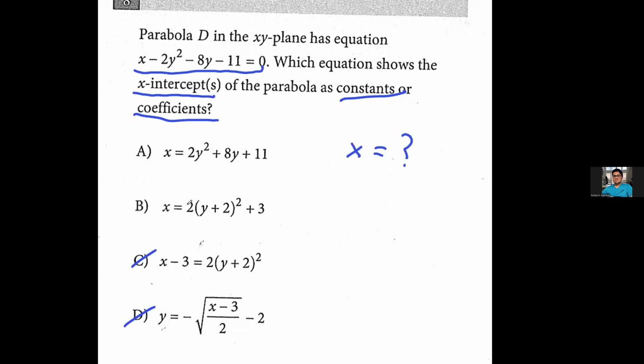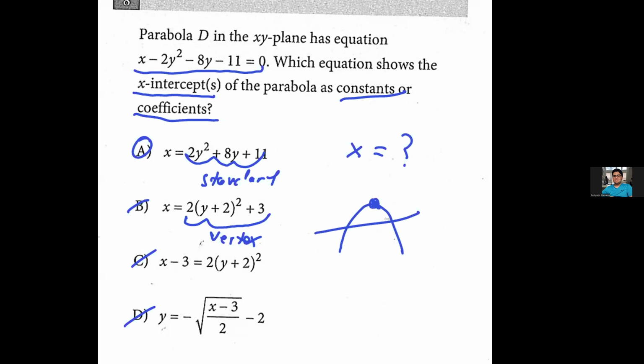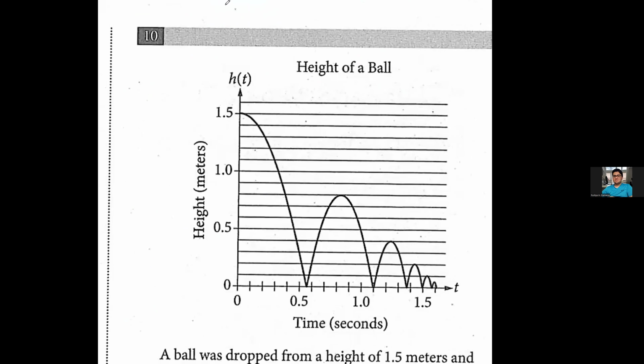And so for that, this answer choice B actually gives it in vertex form, and answer choice A gives it in standard form. And so the correct answer is answer choice A here. Because vertex form gives us, like in a parabola, the top point, whereas it doesn't actually give us the intercepts. It gives us the vertex. So we want answer choice A, which is the standard form. Okay, question 9.